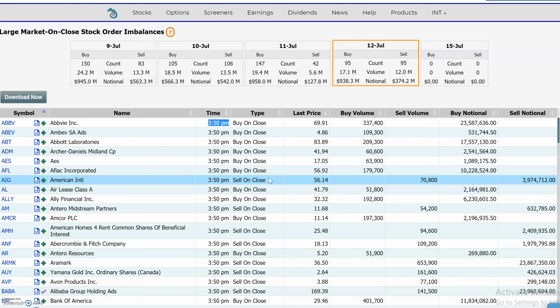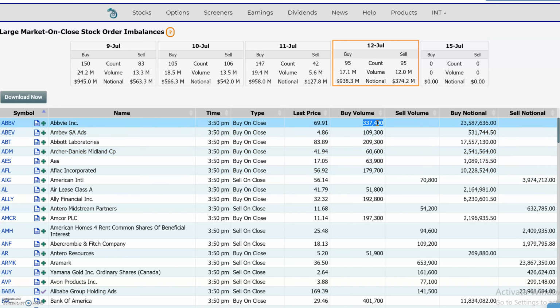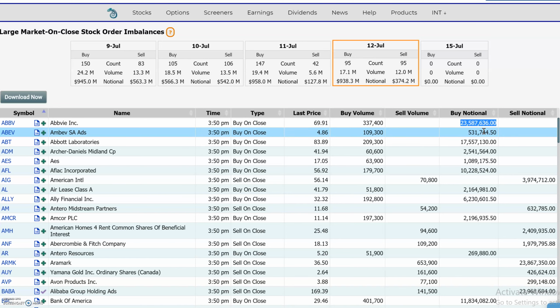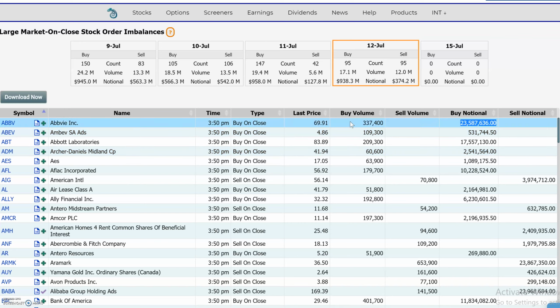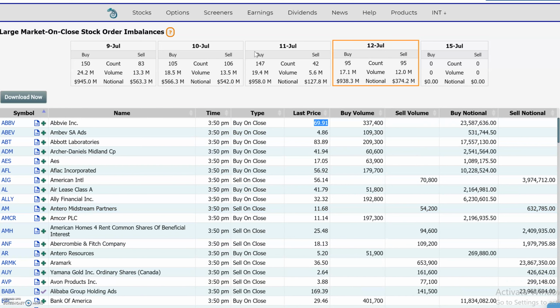closing orders matched up. Here, for example, this is in ABBV. There's a buy order imbalance of 337,400 shares, which is over $23 million in notional value that needed to get bought on the close, and this was the closing price at the end of the day. Over here, up top, we see day by day in aggregate. On this day, you could see much more buy imbalance than sell imbalance: 900 million versus almost 400 million. The day before, 900 million versus about 100 million, and so forth, going down the line.